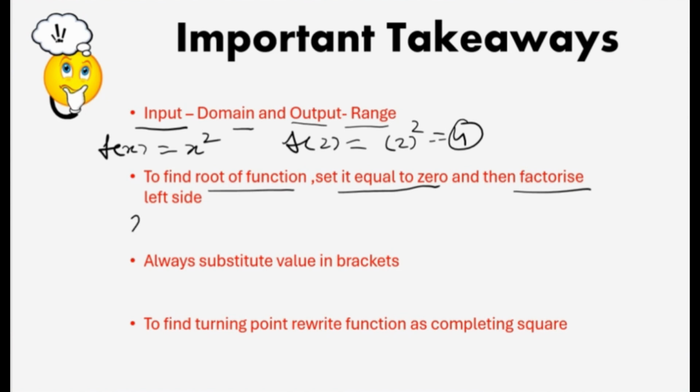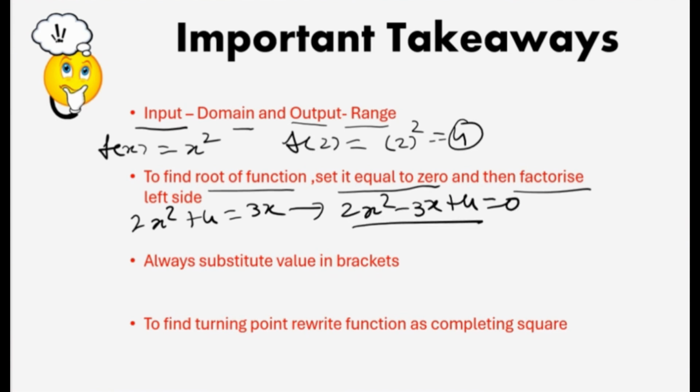For example, if I have 2x squared plus 4 equals 3x, first I have to rearrange it: 2x squared minus 3x plus 4 equals 0. Then I have to factorize it, write each factor equal to 0 and solve it. That is how we use it in solving equations.